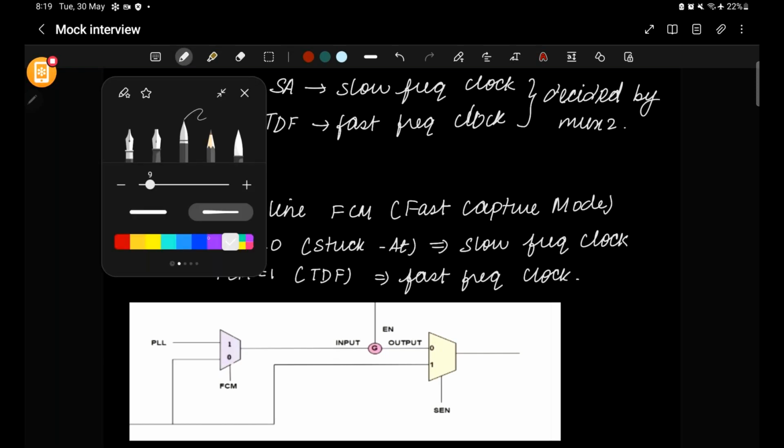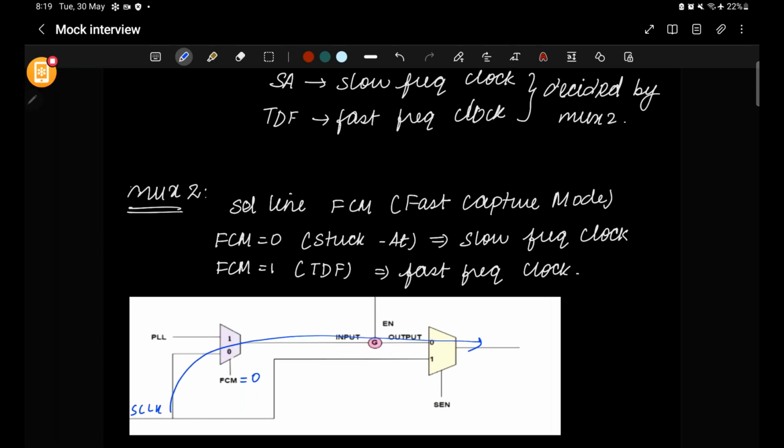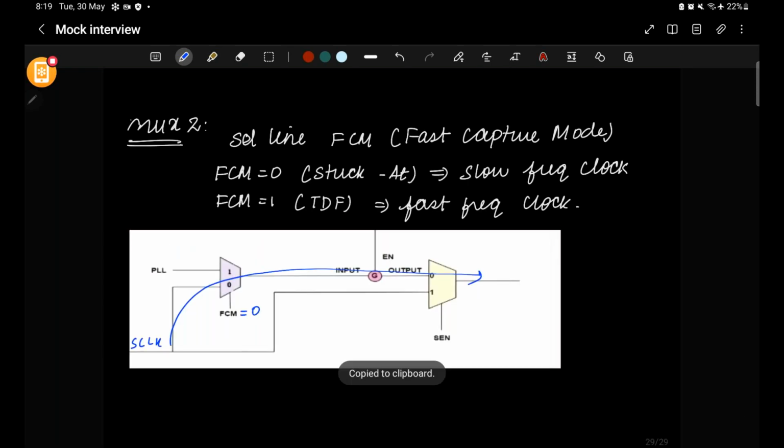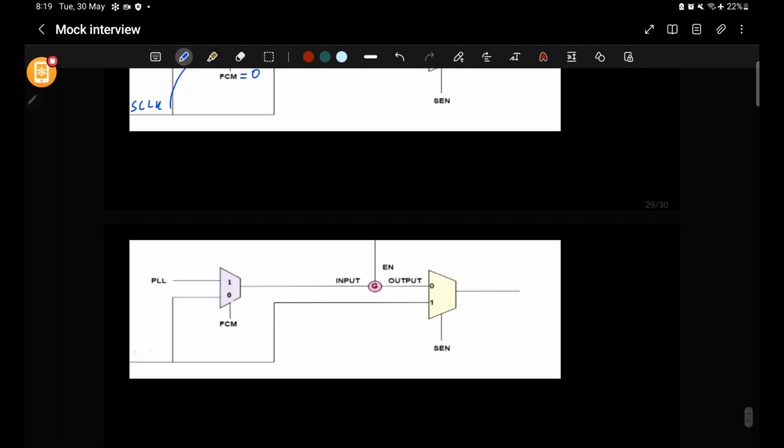So now how is it happening? When FCM is equal to 0, that means it is stuck at, so slow frequency clock will be propagated. When FCM is 1, then that is TDF. So what is propagating? The PLL output, that is nothing but the fast frequency clock.